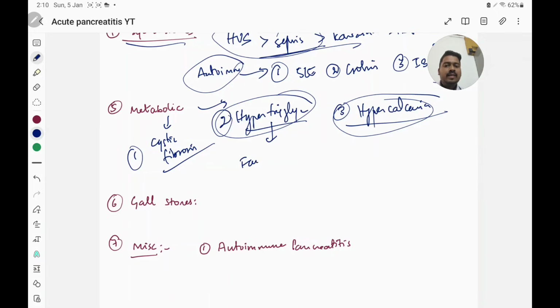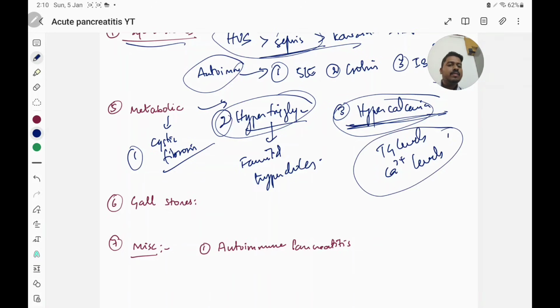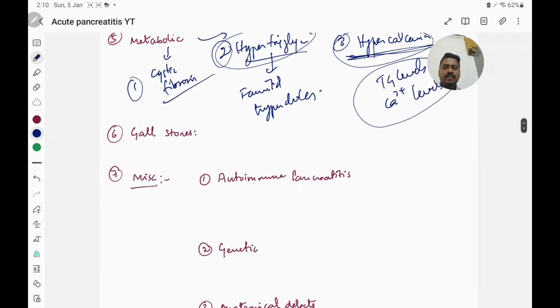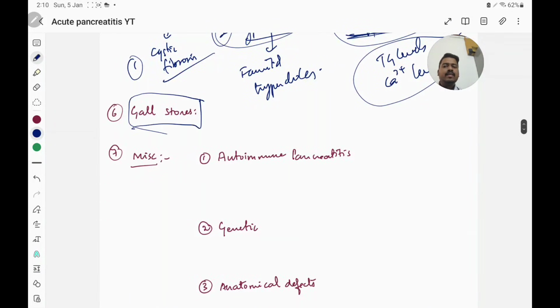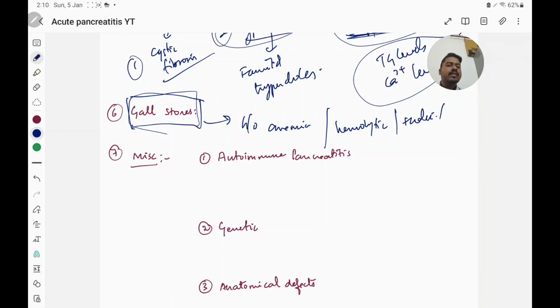Hypertriglyceridemia is most commonly seen in familial hypercholesterolemia syndromes, and hypercalcemia also can be seen. That's why for all these we check TG levels and calcium levels. Whenever a patient with pancreatitis comes, we work up for all these causes. Gallstones in children are again less frequent, but you need to take history of anemia, because it can occur in hemolytic anemia. You have to see if there is any history of hemolytic anemia, thalassemia or sickle cell anemia. In these patients, you can get gallstones.